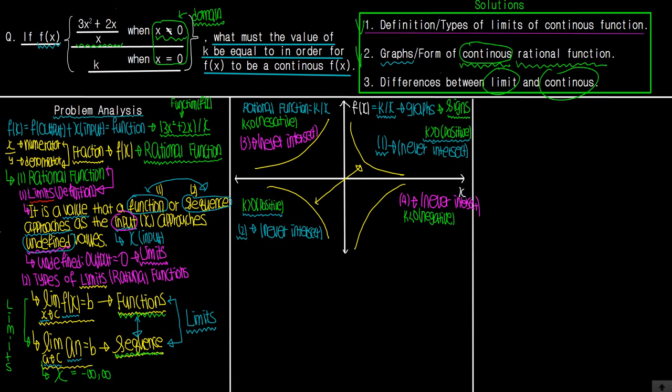So these were the four types of rational function graphs in our rational function system, and we're going to talk about the differences. It will be the third one: the differences between our limit systems and the definition of continuous that we're trying to deal with in this video.